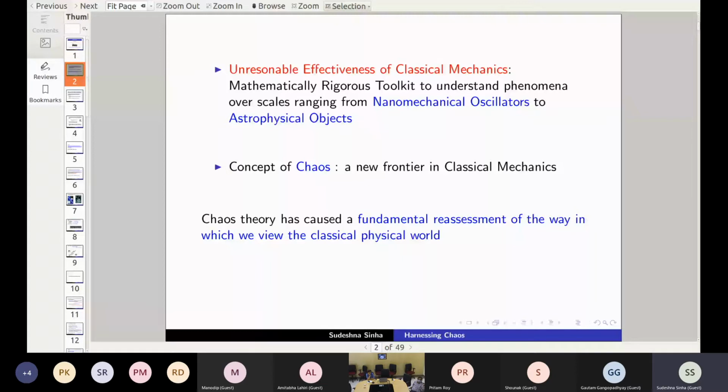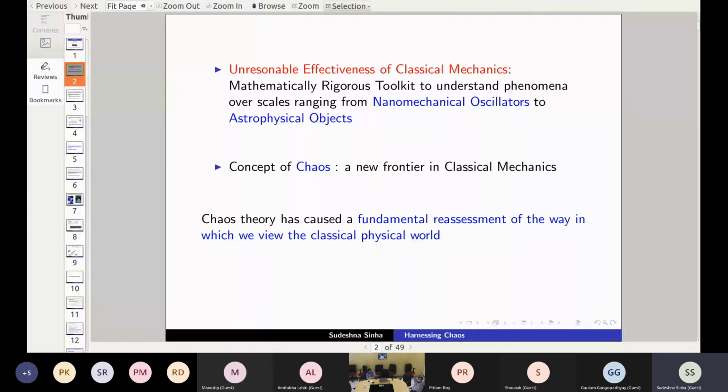So what is chaos? In some sense, you can think of it as a new frontier of classical mechanics. It's the new kid on a very old block. And what has it offered us? It actually is some kind of a paradigm shift, I would think, because it has made us fundamentally reassess the way in which we view the classical physical world, something which we may have thought was obvious or well understood. We have revisited a whole lot of classical phenomena and found very surprising new things in there.